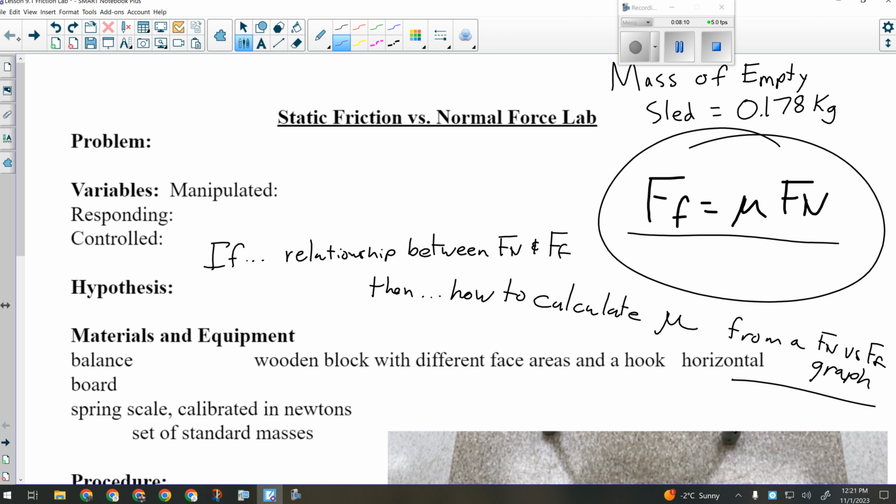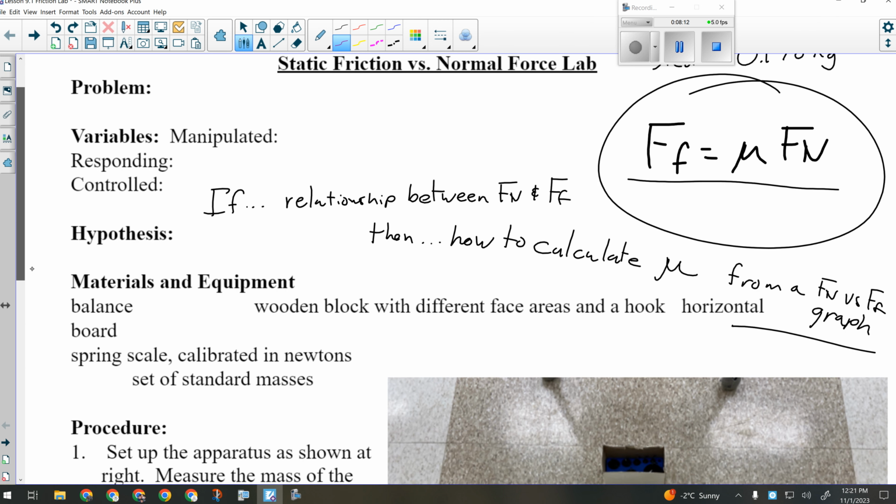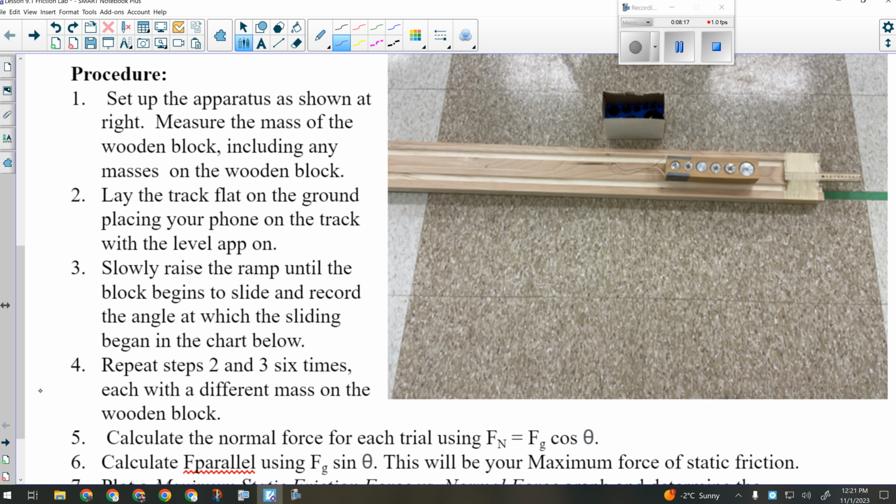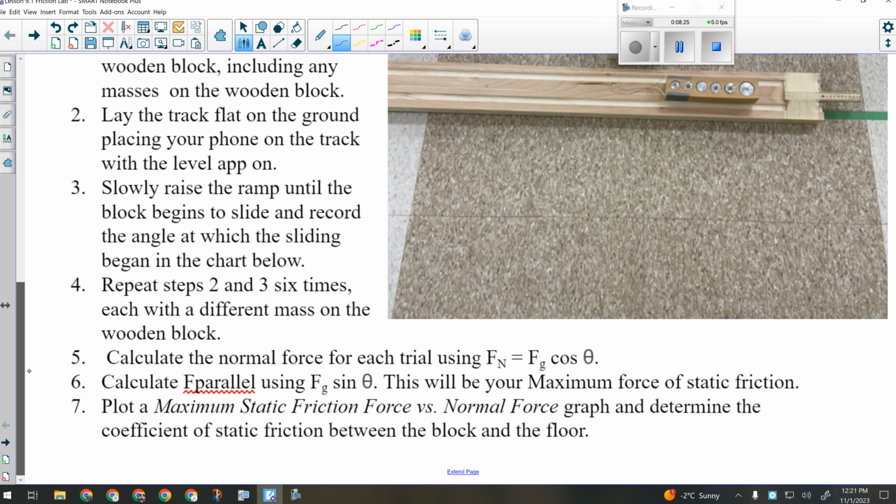For the procedure here, we've kind of vaguely outlined it. So you're going to set up that apparatus, lay the track flat, slowly raise the ramp until the box begins to slide, and record the angle at which it begins to slide. And do that for different masses in the cart or in the sled.